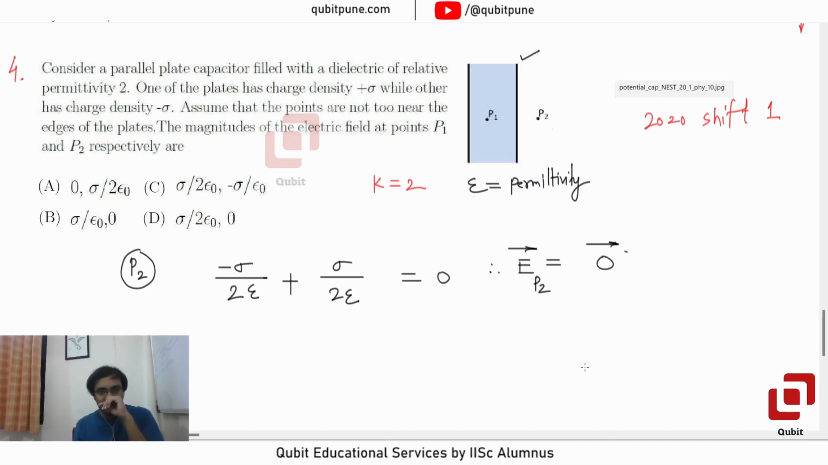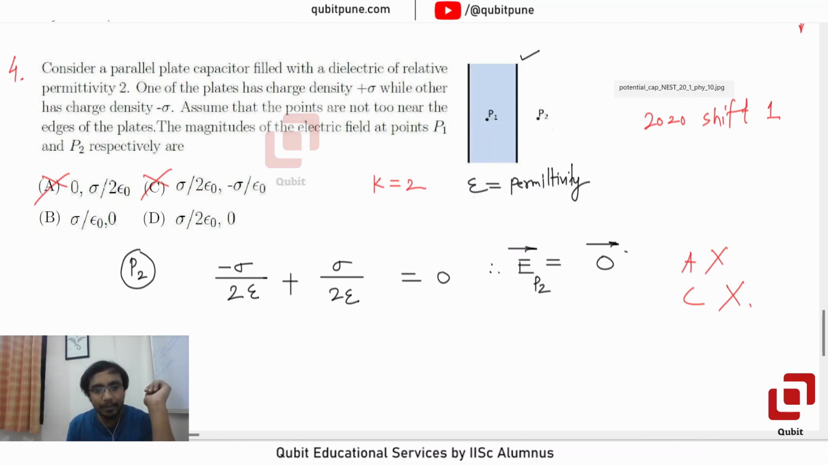So it will either be B or D. A and C are not right. Now let us come to P1.